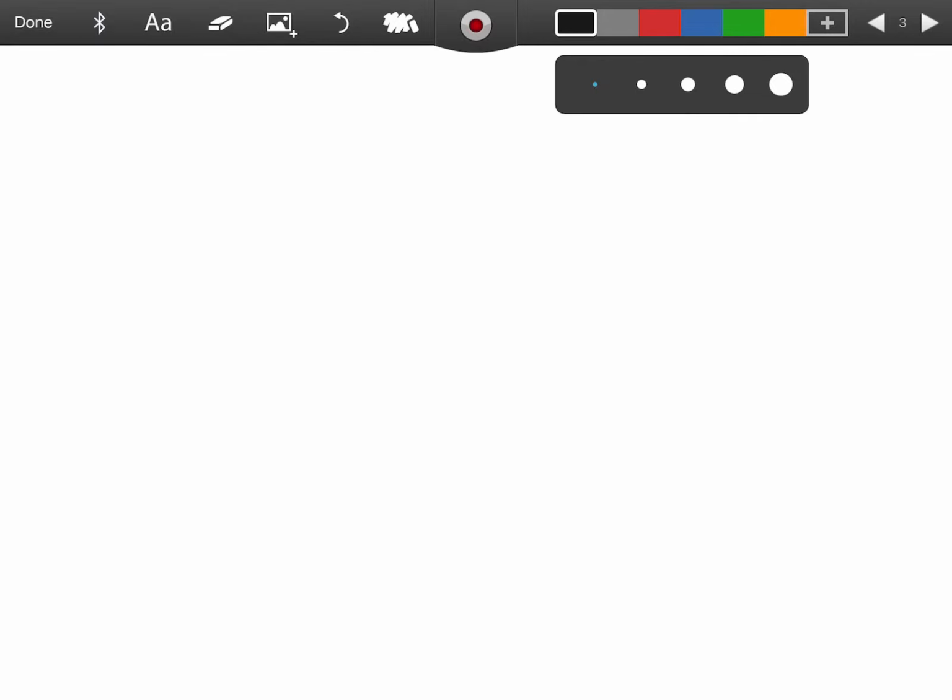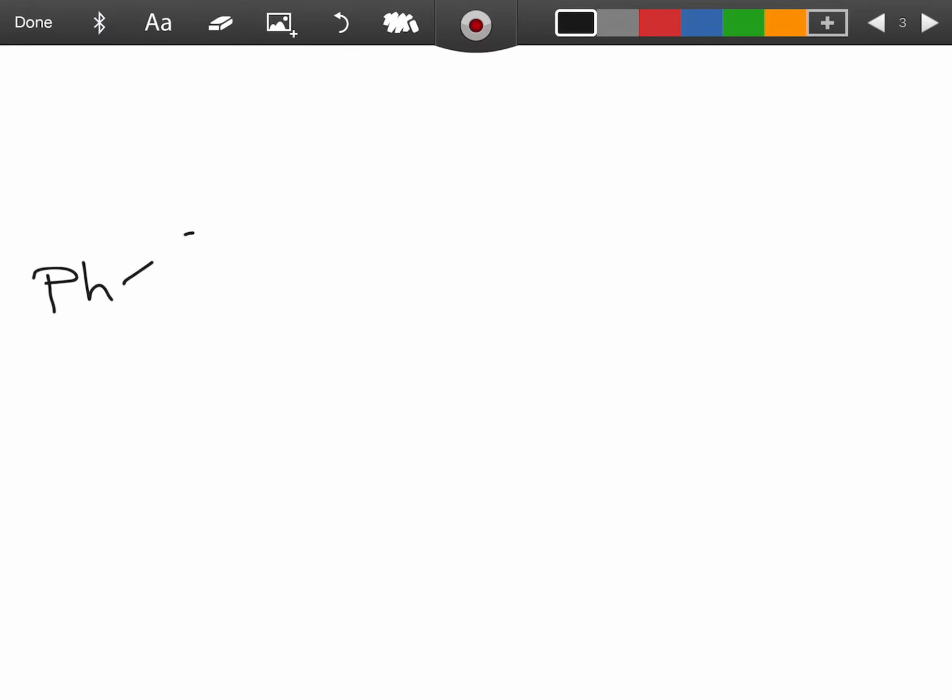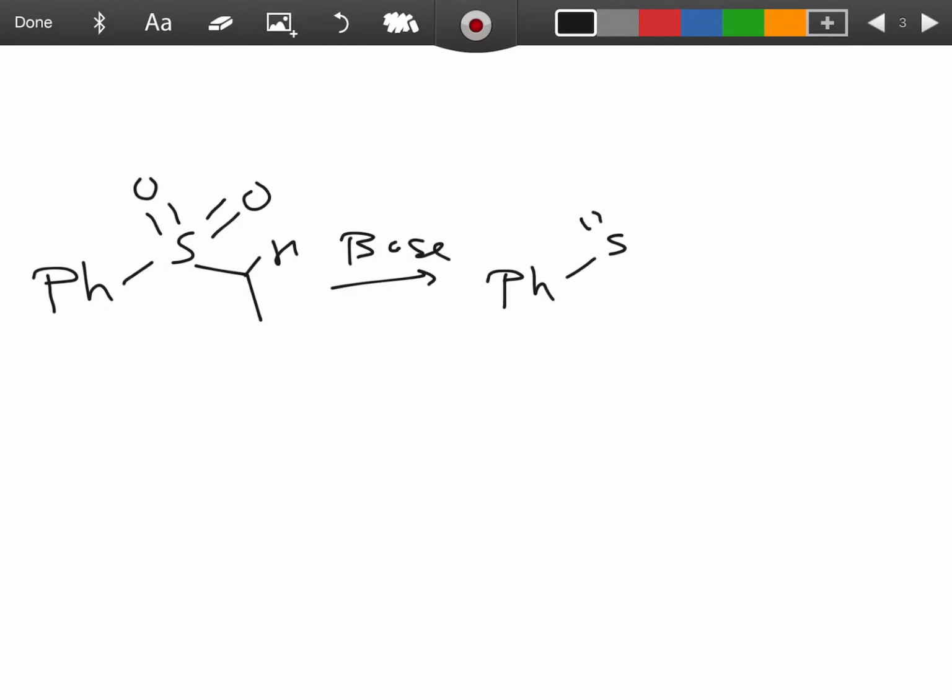So let's walk through all the steps here. All right, so we've got our, usually it's phenyl or some other aromatic group on the sulfur, right? And then you treat this with base of some sort, and that is going to remove the hydrogen from this carbon right here and make an anion.